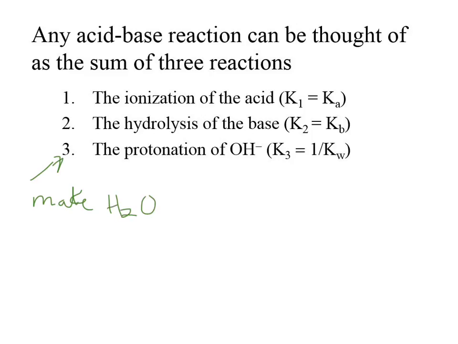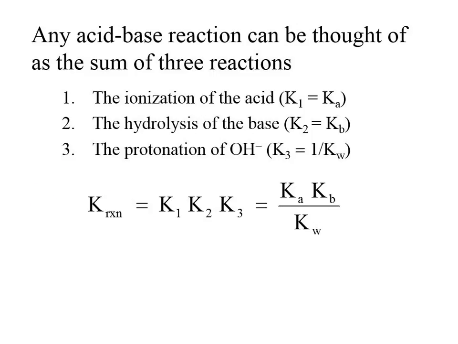All right. So we said that if you can take, in this case, an acid-base reaction and break it out into 3 steps, whether they actually happen stepwise or not, then the overall equilibrium constant, K of the reaction, is equal to the product, or you multiply the 3 Ks together. So the 3 Ks multiplied together.